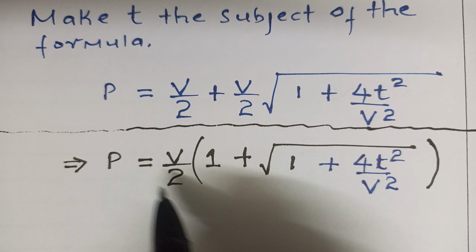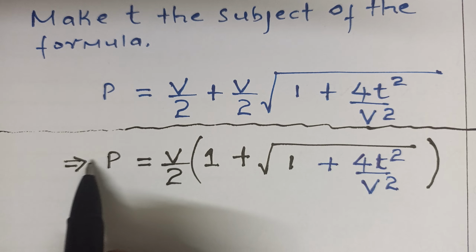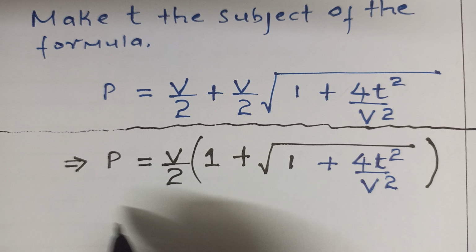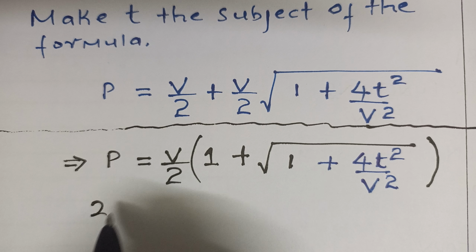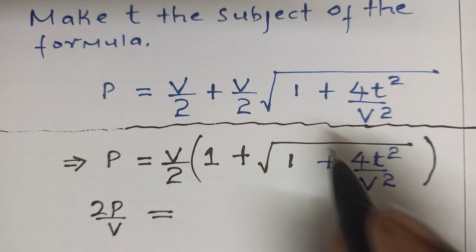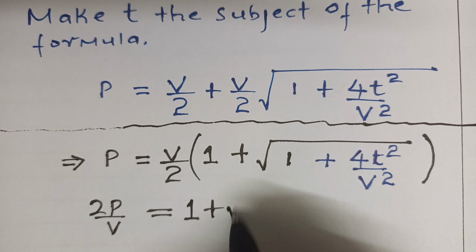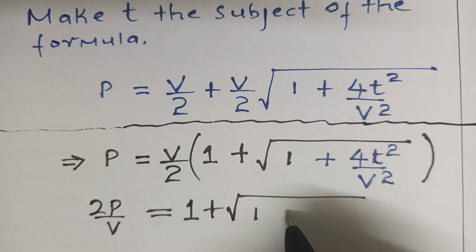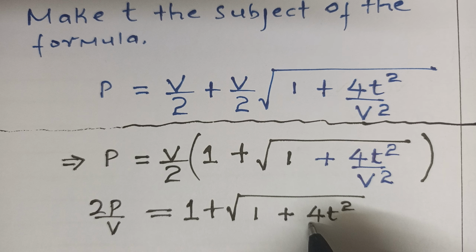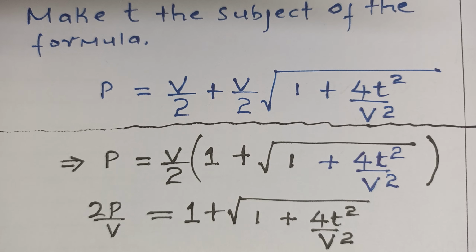So after that, guys, I can multiply this side with 2 over v and this side with 2 over v. By doing that, I'll be cancelling this. And so here I shall have 2p all over v is now equal to 1 plus square root 1 plus 4t squared, just like the way it is written here, all over v squared. So guys, that's what now we have.